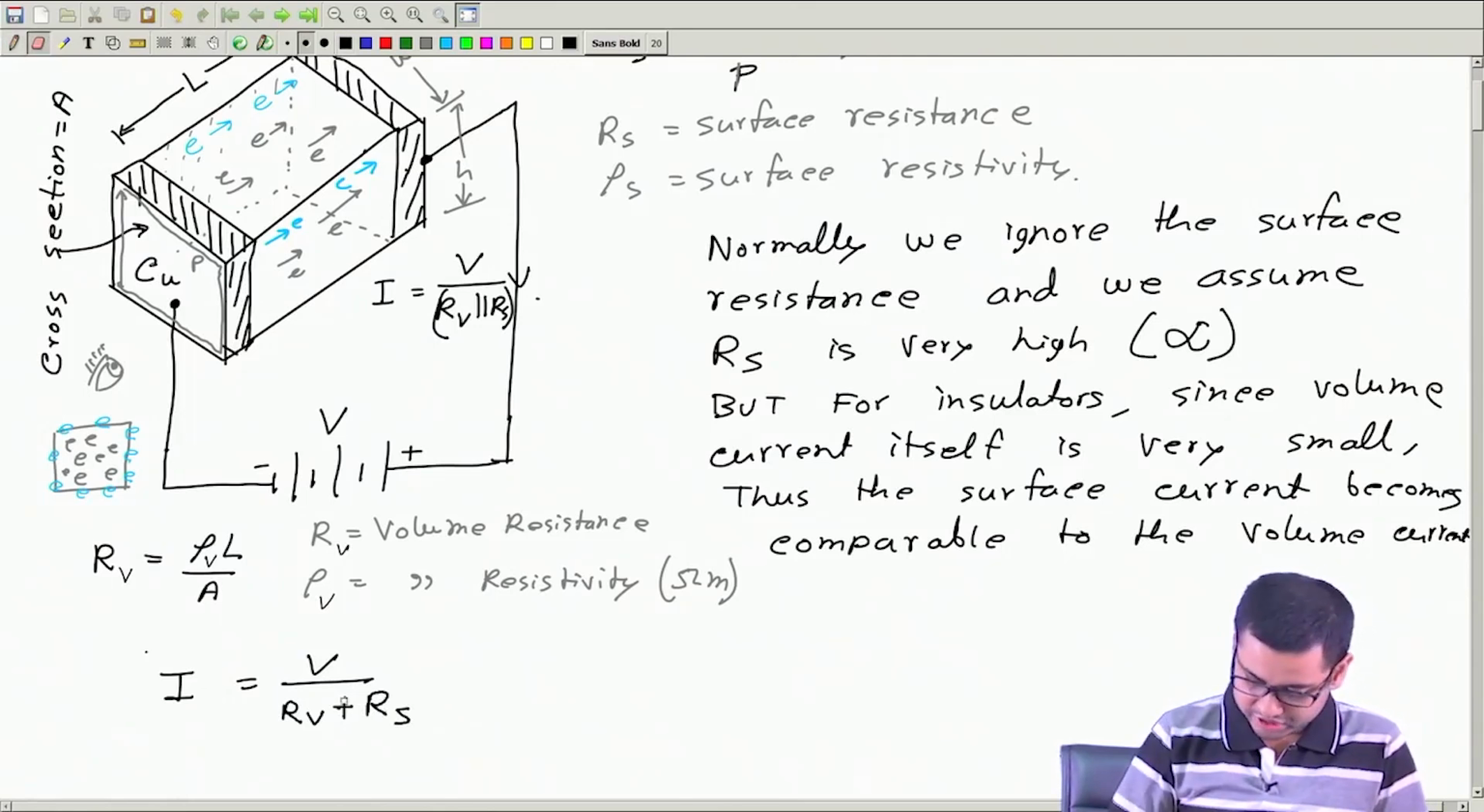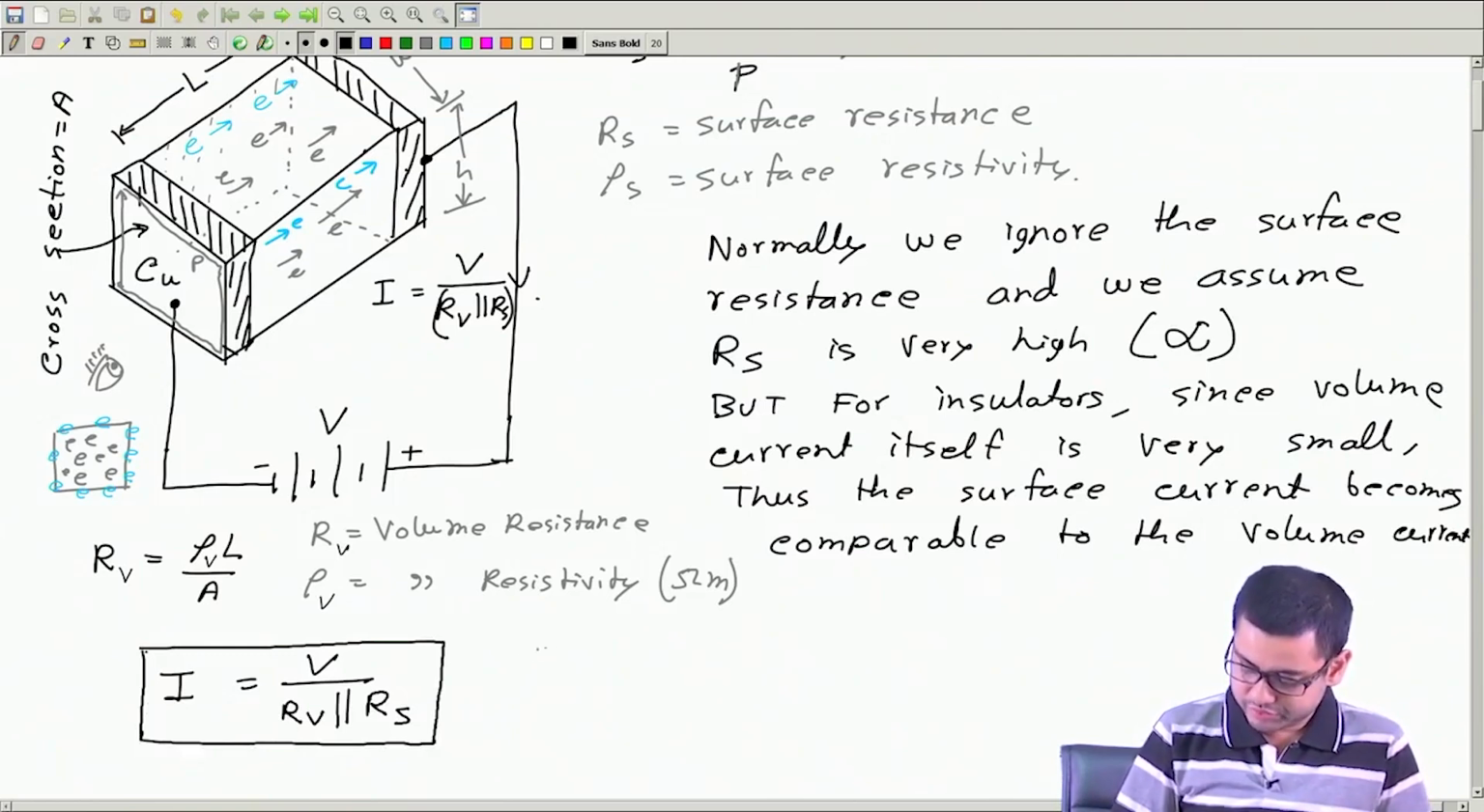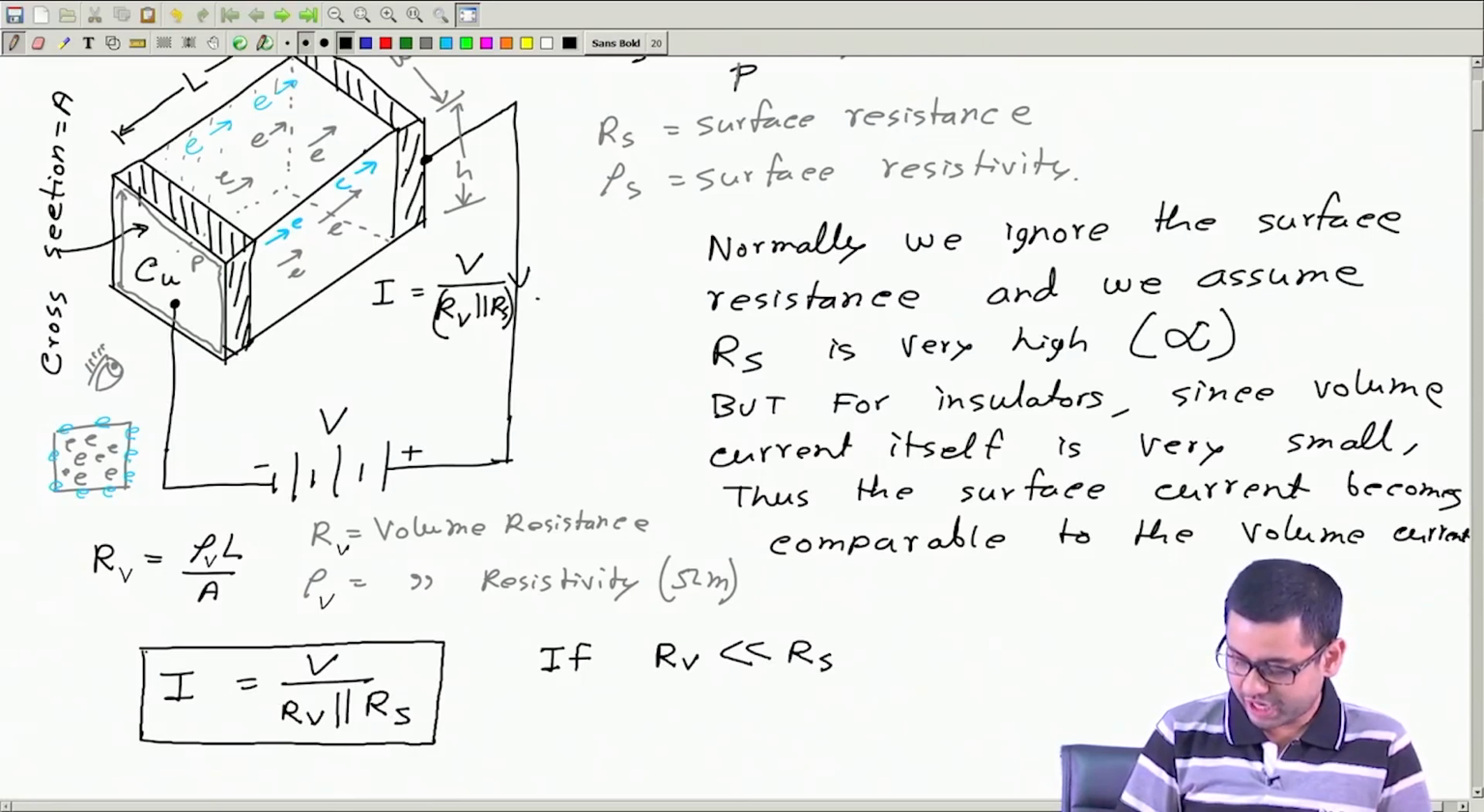Not plus, they are not in series, sorry, this is a mistake, they are in parallel. Okay. And if say this R V is much smaller than R S, then this quantity will be equal to I equal to V by R V only, because if R V is much smaller than R S, then this parallel combination will be same as R V only.